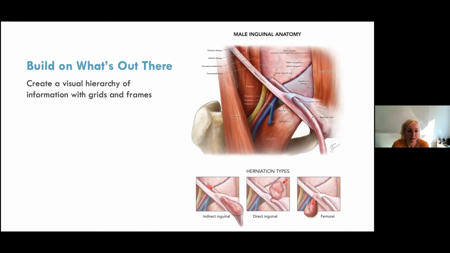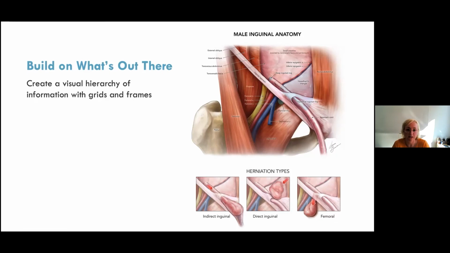So other tools that you can use, the next few examples are these visual tricks that I've learned as a medical illustrator. Create a visual hierarchy of information with grids and frames. Libraries like Bootstrap will do this for you. But you can take advantage of perception and convention. So for example, what direction does your target audience normally read in?